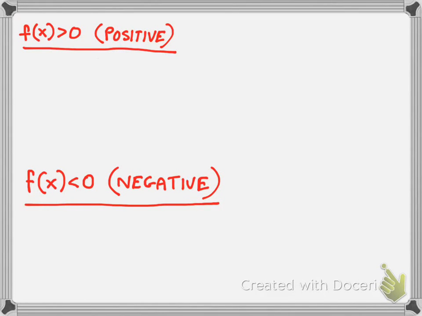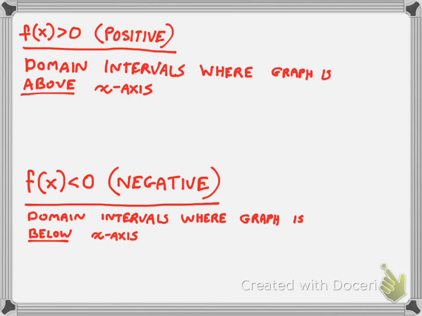Hello everyone. Today we're going to talk about how to tell whether a graph is positive or negative. More formally, we say that the function f of x is greater than 0 or the function f of x is less than 0. The function is positive for domain intervals where the graph is above the x-axis, and the function is negative on domain intervals where the graph is below the x-axis.